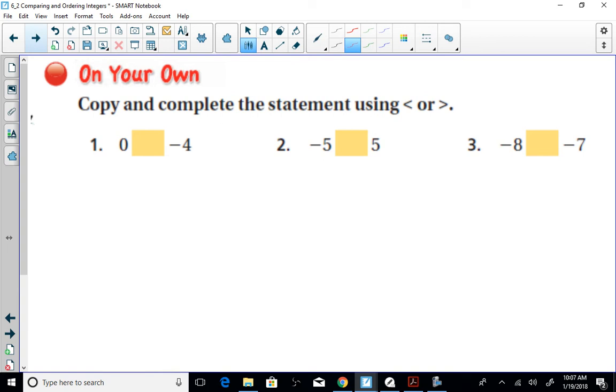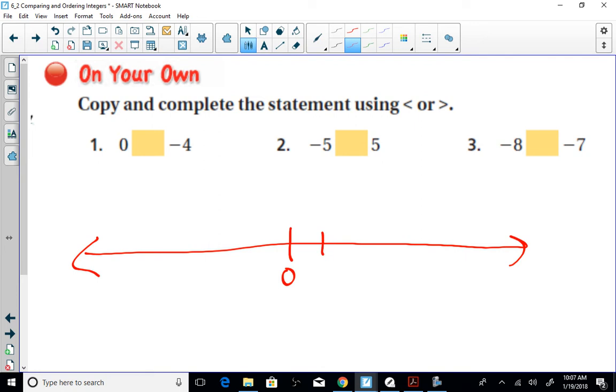Okay, why don't you guys stop the video for a second and try these three on your own. Imagine a number line, or actually write out a number line, locate each one of these integers on the number line and use that number line to compare. All right, now I'll go ahead and do the problems. If I'm looking at 0 and negative 4, I'm just going to draw one big number line here to help me locate these integers.